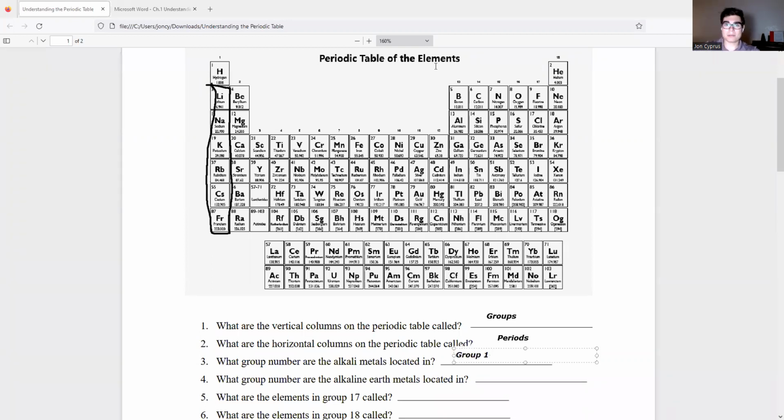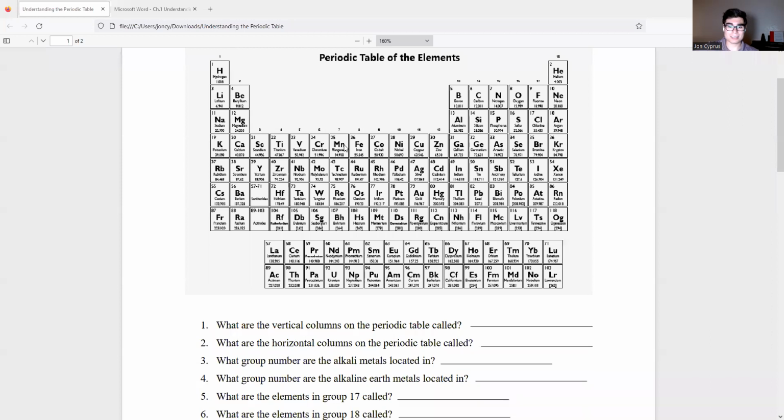And then next it's asking where the alkaline earth metals are located. The alkaline earth metals are located in the second group or second column. Just be cognizant that alkali metals and alkaline earth metals are different, right? The alkaline, with an N, earth metals are group 2, and alkali metals, with no earth or N, are in group 1.